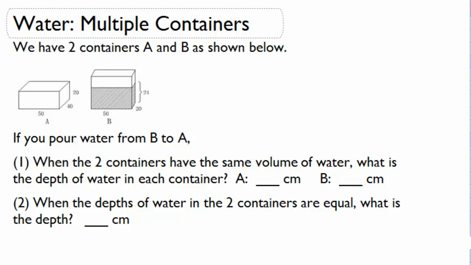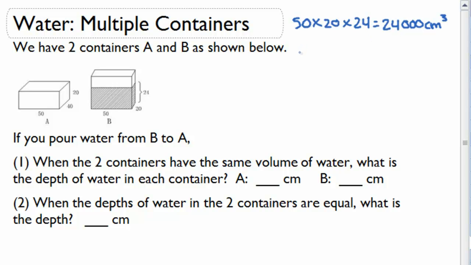First, let's figure out how much volume of water we have altogether. We can see that the water is in container B right now, and that it has a volume with dimensions of 50 by 20 by 24. So we're going to multiply 50 times 20 times 24 to get a total volume of 24,000 centimeters cubed.